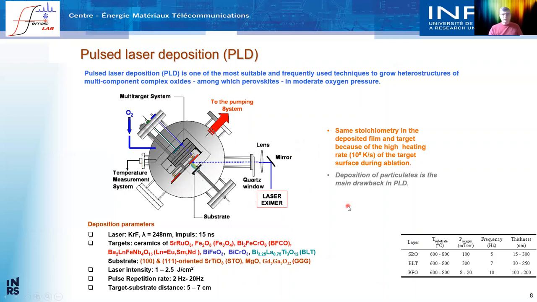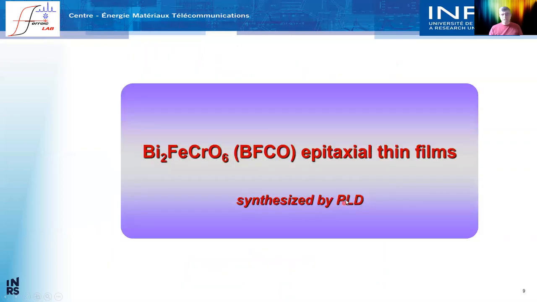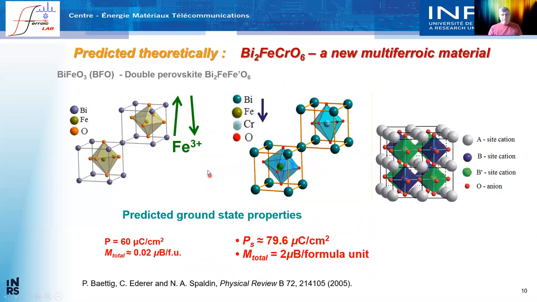But all the films have been synthesized by pulsed laser deposition. So BFCO, well, as I said, the only material which was known until recently was bismuth ferrite, which is actually not a perovskite, even if it's called BiFeO3. It's a double perovskite because these two oxygen octahedra and iron in the middle are not equivalent.